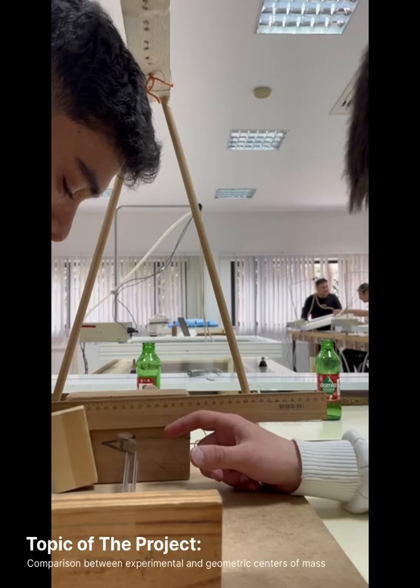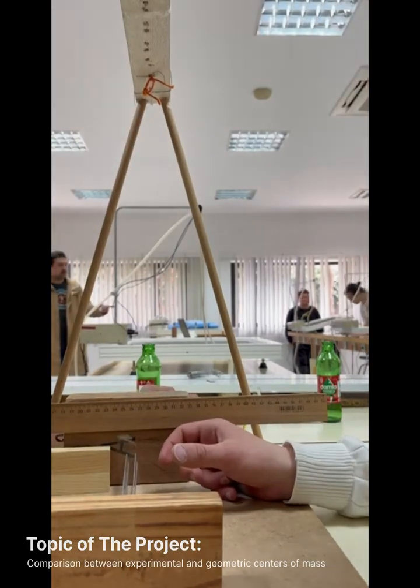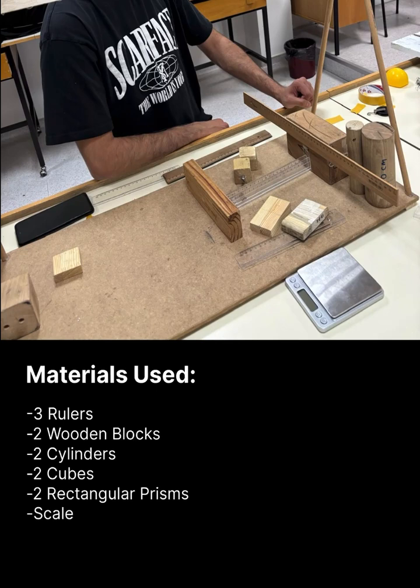My project is about comparing the experimental center of mass and the geometric center of mass. The materials I used are 3 rulers, 2 wooden blocks, 2 cylinders, 2 cubes, 2 rectangular prisms, and a scale.